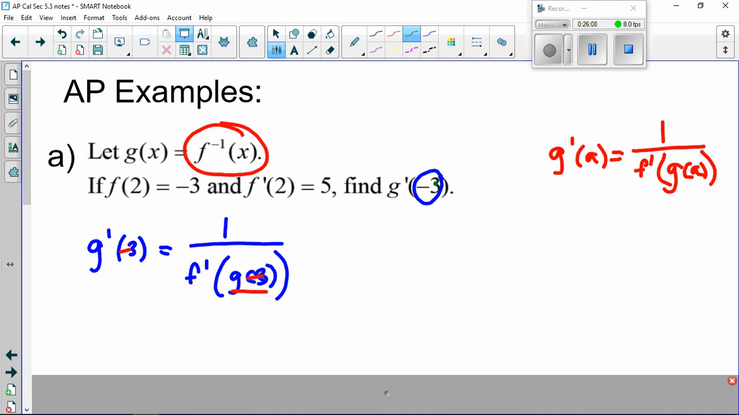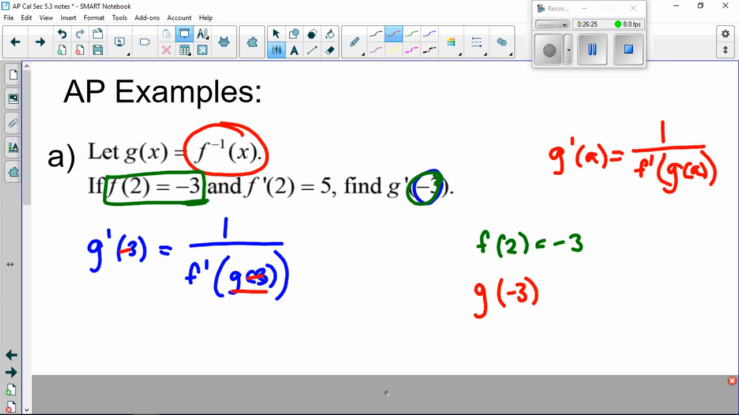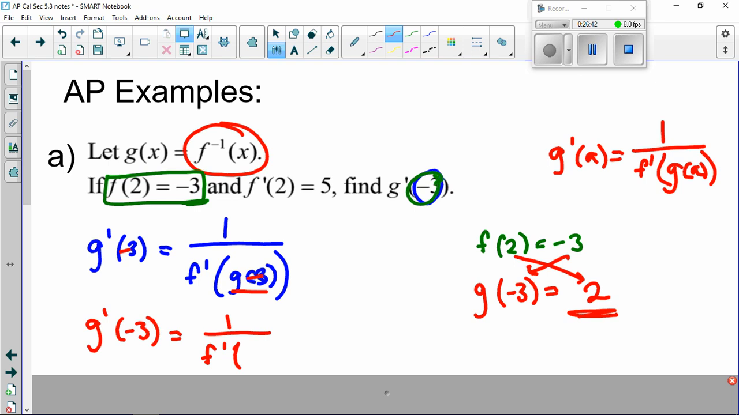Let's get that right. Well, if we're plugging in negative 3 to the inverse, look what we have right here. We have the regular function where f of 2 is equal to negative 3, and remember, our x's and y's are switched for inverses. So if we want g of negative 3, then these two are just switched. Well, g of negative 3 is 2. No inverse necessary. So g prime of negative 3, we're one step closer, is 1 over f prime of g of negative 3.